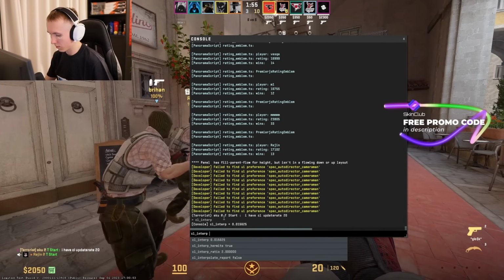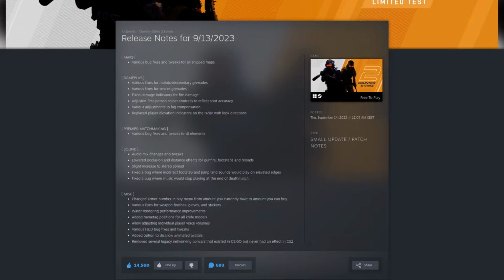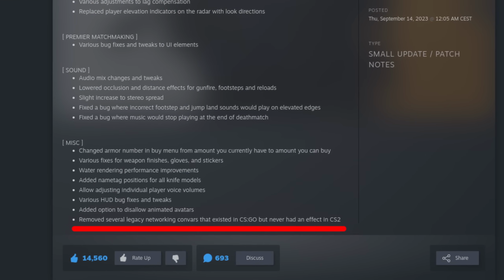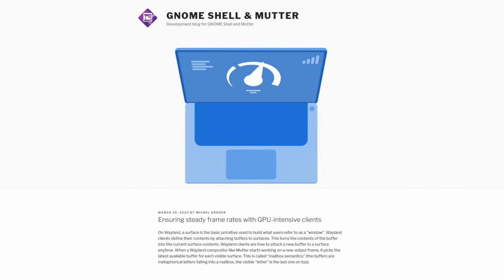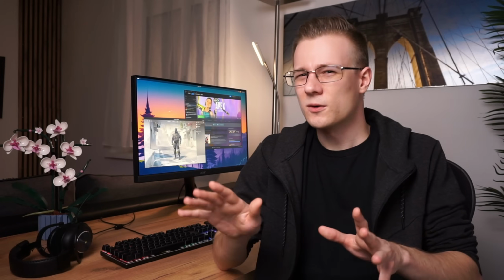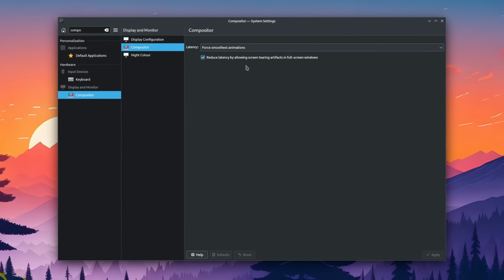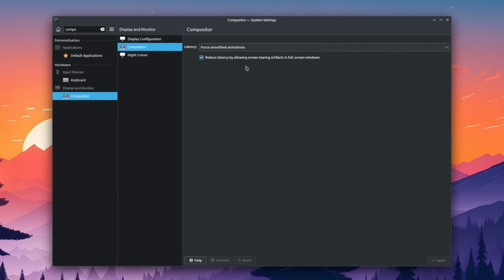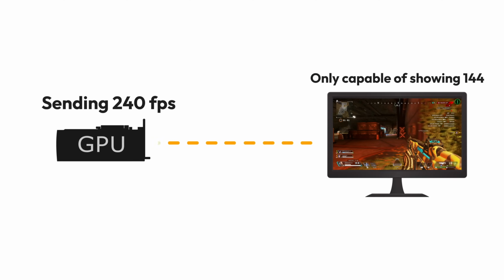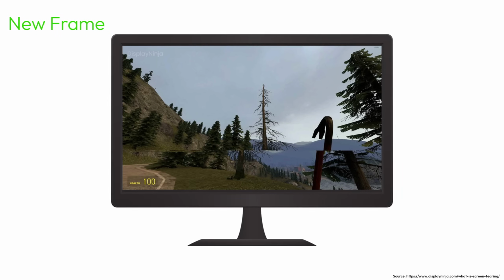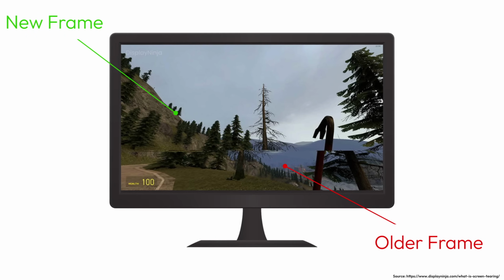Well, while placebo is incredibly powerful and can easily fool even the most experienced players, when comparing KDE Plasma to Gnome, there is another major factor that plays into this: the way Gnome handles missed frames. You know that feature that KDE Plasma has implemented but Gnome doesn't? Tearing support on Wayland. In a nutshell, tearing is caused by the GPU sending more frames to the monitor than it can show, sometimes leading it to display two images at the same time.